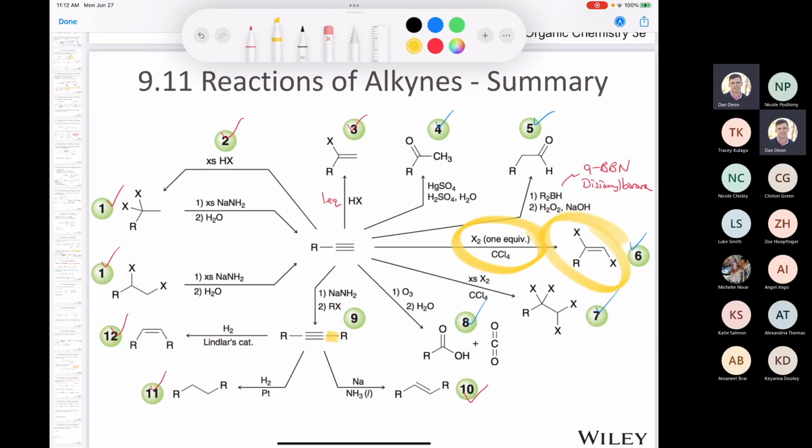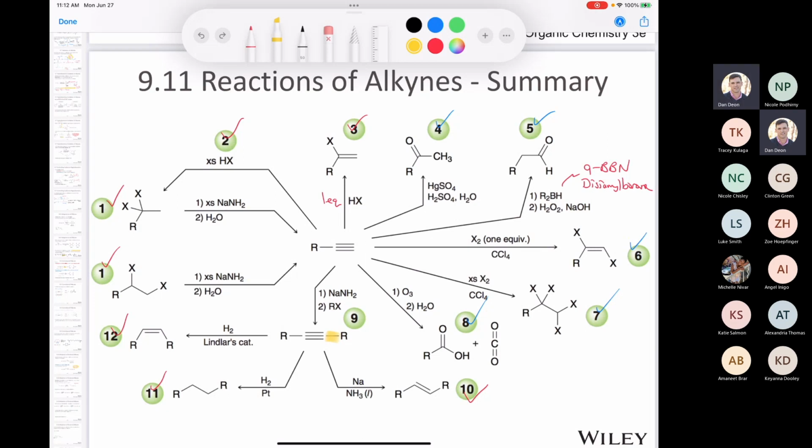Next one was adding one equivalent of a halogen. Gives you the dihalide, and they're usually added in the trans fashion. Then I said if you treat it with excess, well, that just halogenates everything. Okay, so you end up with a tetrahalide. Next one is ozonolysis. Remember that the second step of the ozonolysis of an alkene was DMS or zinc and water. But here we use just water, and we end up with a carboxylic acid and carbon dioxide. If you have a terminal alkyne, you end up with carbon dioxide and one carboxylic acid; if you had an internal alkyne, you end up with two carboxylic acids.